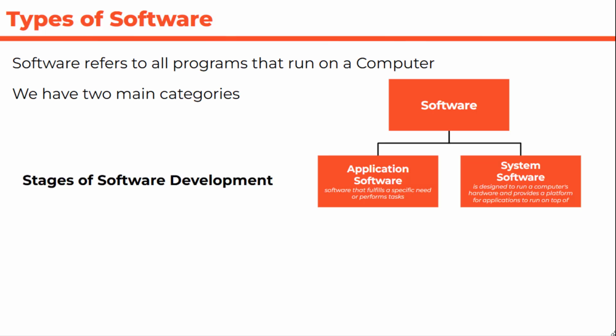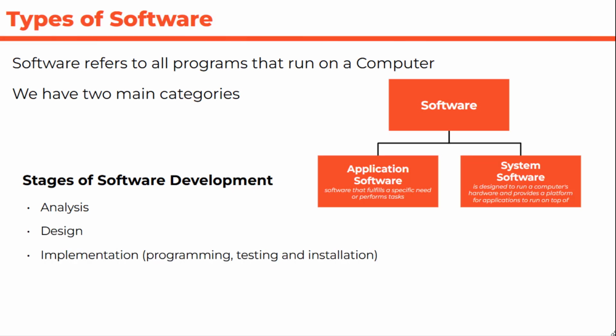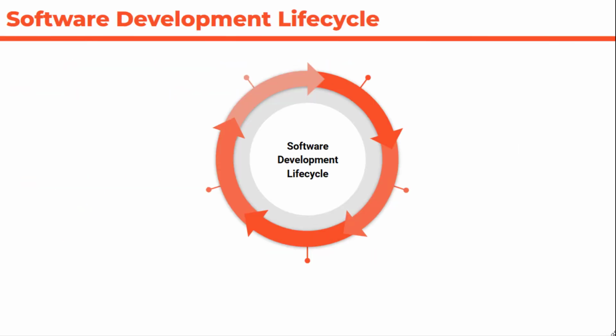So when we get involved in software development, we're looking at a key set of stages. We've got analysis, we've got the design, we've got the implementation of that design, so that's programming, testing and installation, and then we've got the evaluation. Not to forget, after the evaluation has happened, we need to also implement, put that in and maintain it. So how do we actually do each stage of the software development lifecycle?